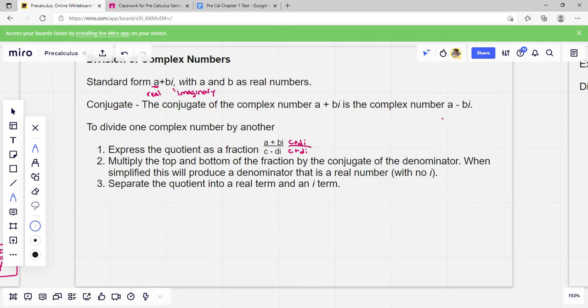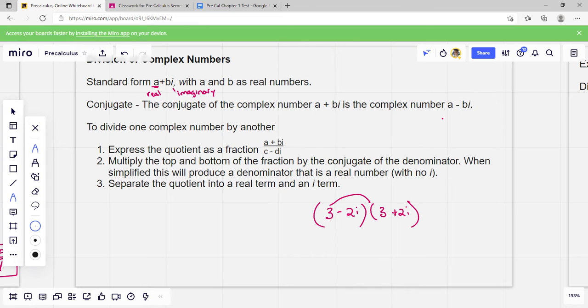So what that's going to do is it's going to simplify it. When you multiply anything times its conjugate, it gets rid of the imaginary part. So I'll give you an example of that. If we had 3 minus 2i, and we multiply it times its conjugate, which would be 3 plus 2i, it's basically a difference of two squares.